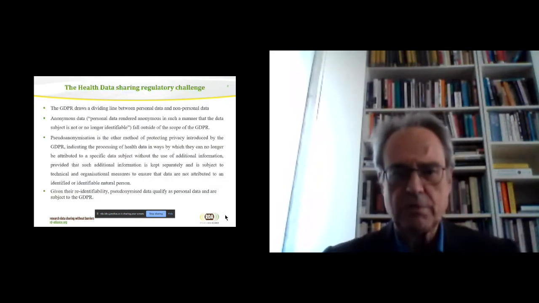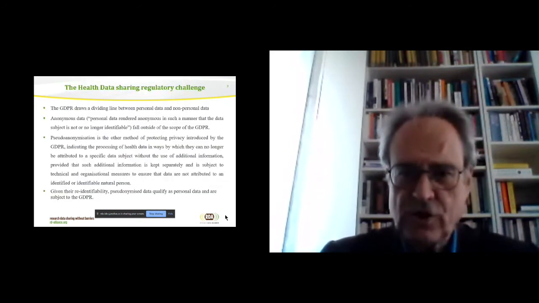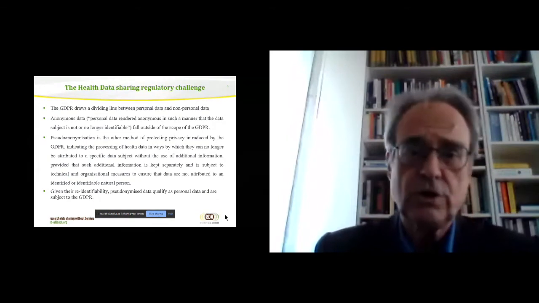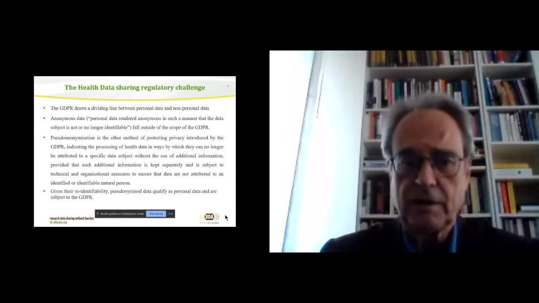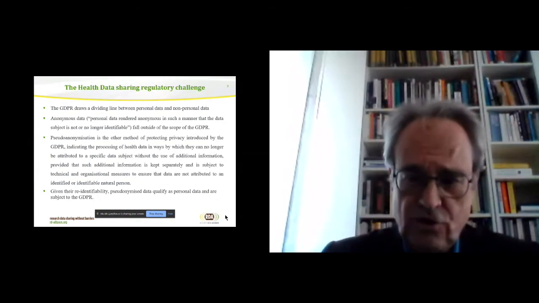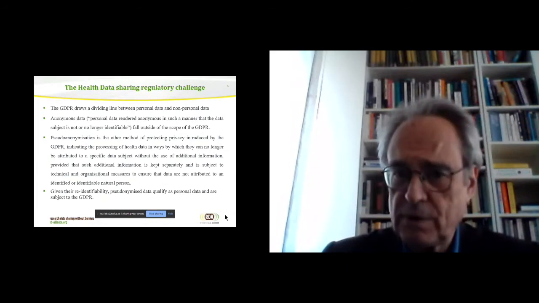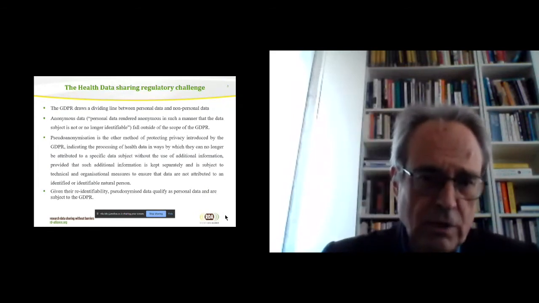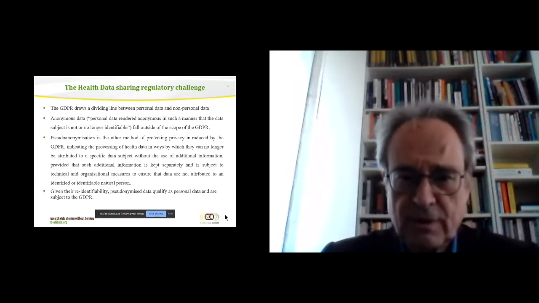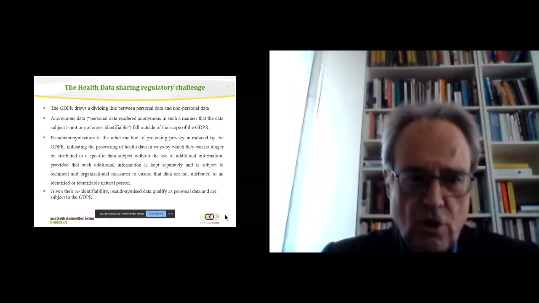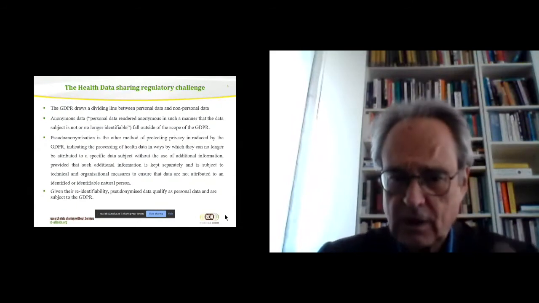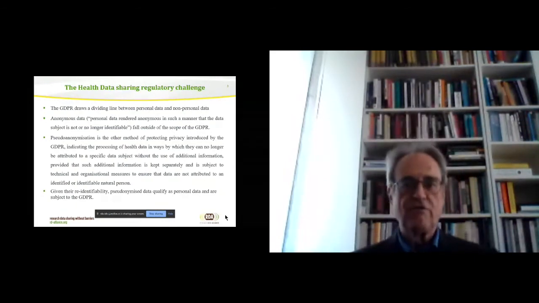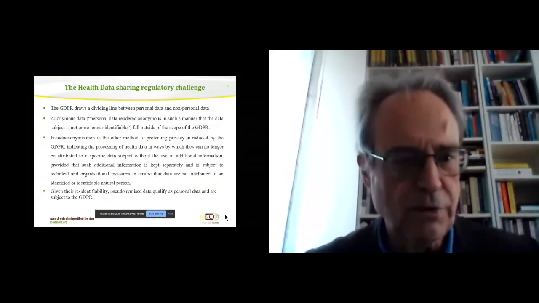We know where the problem starts from. There is a regulatory challenge with health data sharing. The General Data Protection Regulation draws a dividing line between personal data and non-personal data. Anonymous data, that is, personal data rendered anonymous in such a manner that the data subject is not or no longer identifiable, according to the GDPR, fall outside of the scope of the regulation.